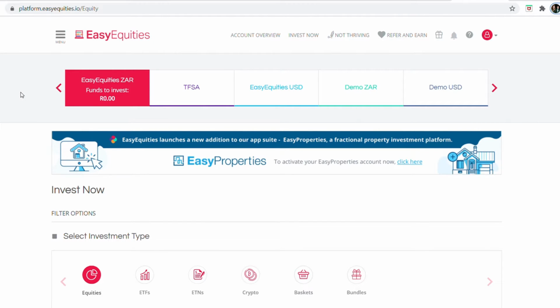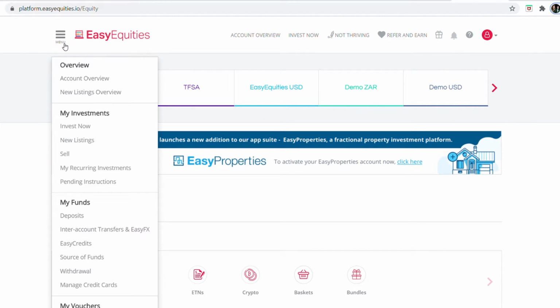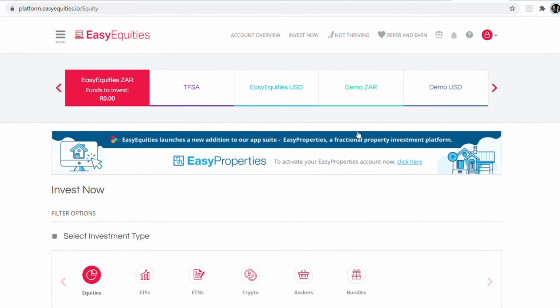Okay guys, so just very briefly, whenever it comes to investing and buying shares, how do we do that? You're always going to click on the menu icon in the top left hand corner, and then you're going to press the invest now button. When you do that, you will come to the following page. Now briefly at the top, you have your EasyEquities ZAR tile highlighted. This is where you want to go if ever you want to purchase shares that are based in South Africa, so your South African companies.